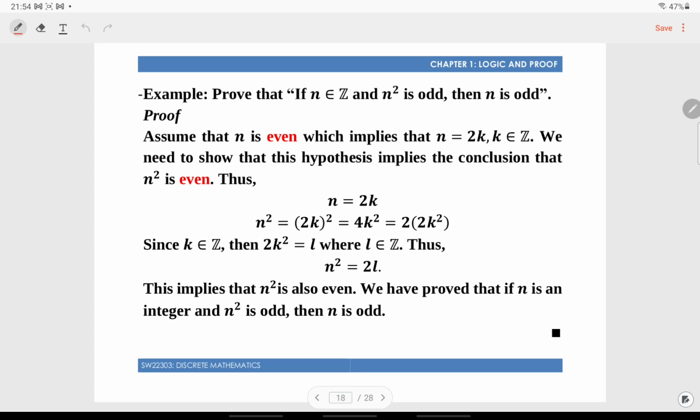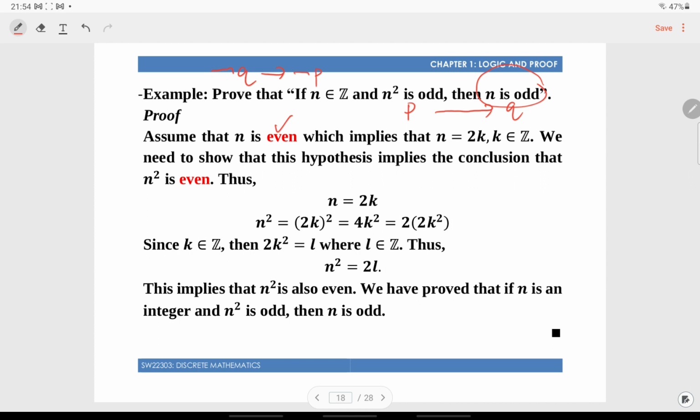Now we have another example. Prove that if n is an integer and n square is odd, then n is odd. So this is our P, this is our Q, the original one. Because we want to use the contraposition method, we need to assume not Q. If not Q, then not P. So we assume that the original Q is false. The original Q is n is odd, so now it becomes even.